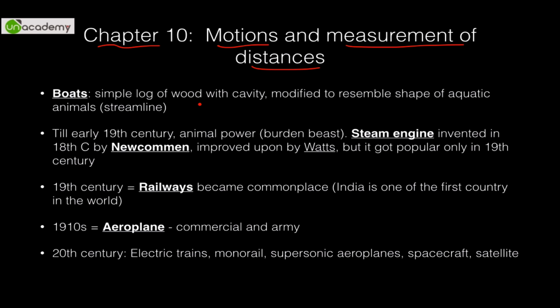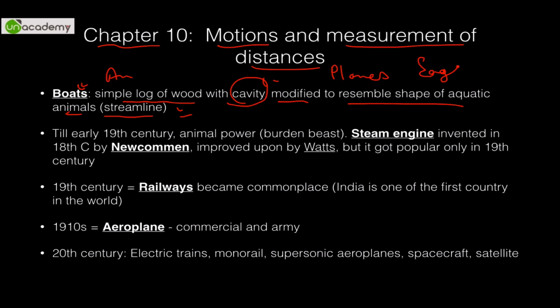Obviously a chapter from physics. So only the summary of it: boats were there initially as a mode of transport since ancient times, a simple log of wood with a hollow cavity. They were then modified to resemble the shape of aquatic animals. Till date we are doing the same, like planes resemble flying eagles. So this is called biomechanics and biomimicry. We try to mimic them, and we try to produce our machines according to biological beings.